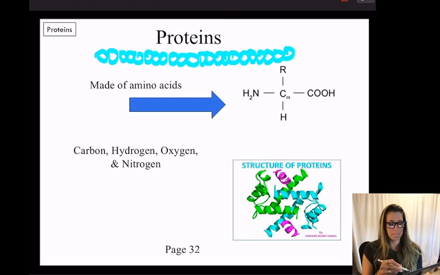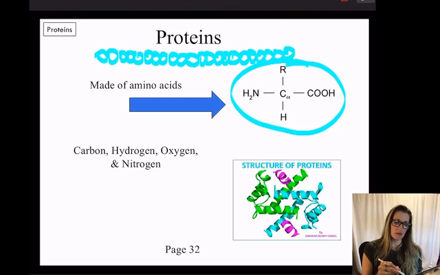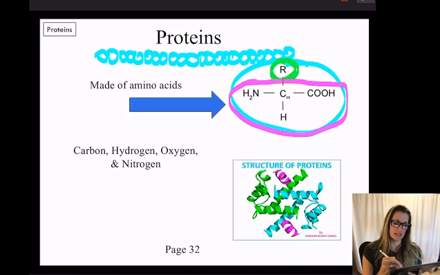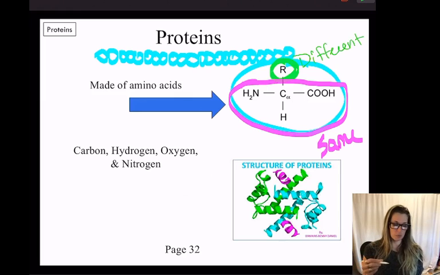What is an amino acid? An amino acid is carbon, hydrogen, oxygen, and nitrogen, and this is the actual chemical structure. What makes an amino acid different is this group right here, the R group. All of this other stuff stays the same no matter which amino acid it is. When you make a protein, you put a whole bunch of different amino acids together in a chain like this.